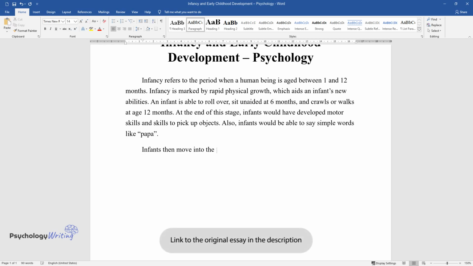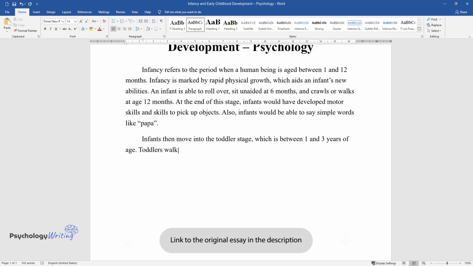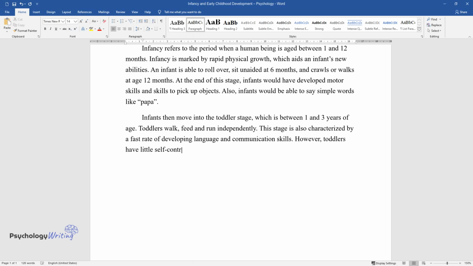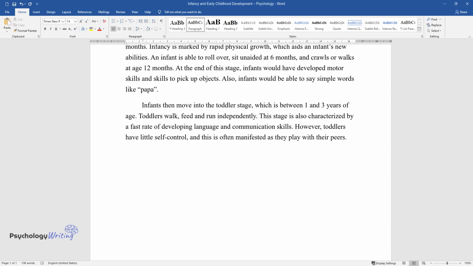Infants then move into the toddler stage, which is between 1 and 3 years of age. Toddlers walk, feed, and run independently. This stage is also characterized by a fast rate of developing language and communication skills. However, toddlers have little self-control, and this is often manifested as they play with their peers.